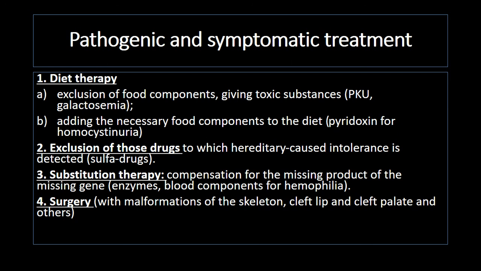Pathogenic and symptomatic treatment is based on three main ways. First, diet therapy. Exclusion of food components giving toxic substances. For example, diet with patients of phenylketonuria and galactosemia.